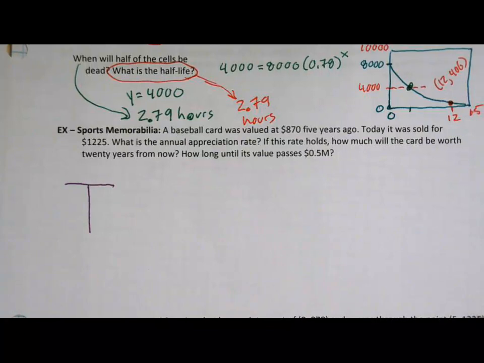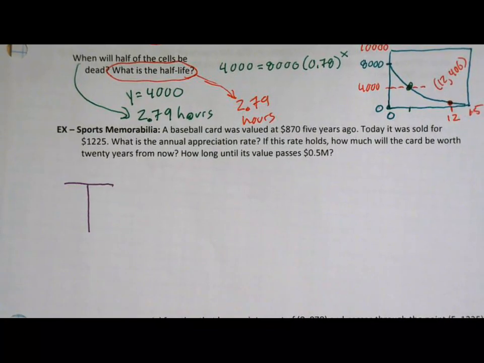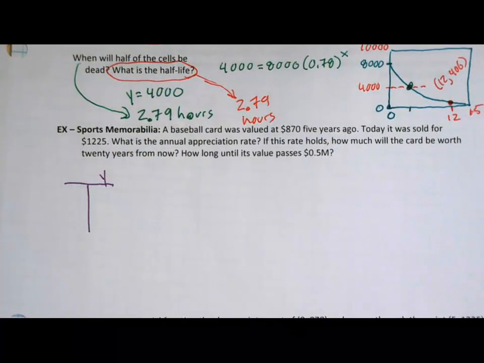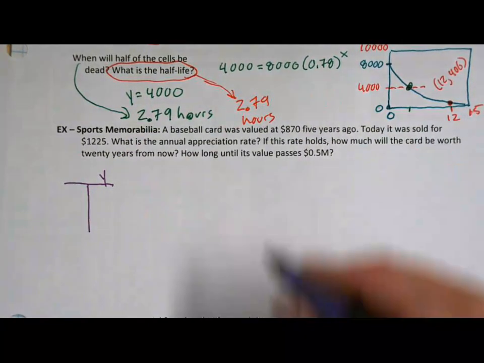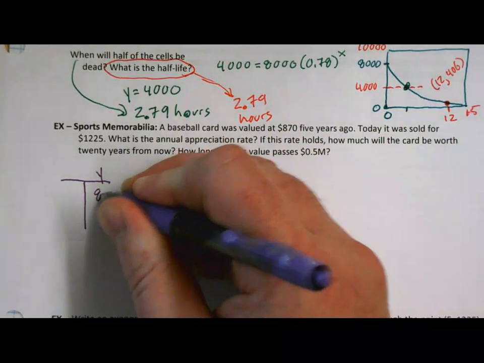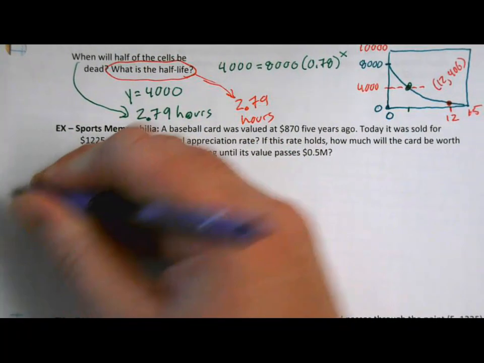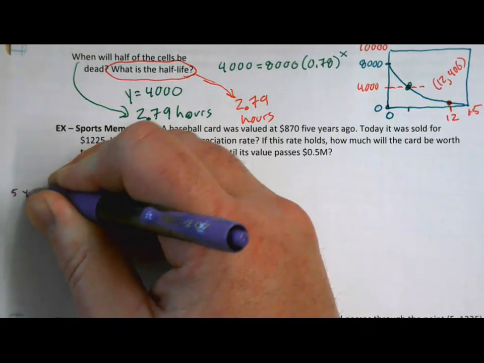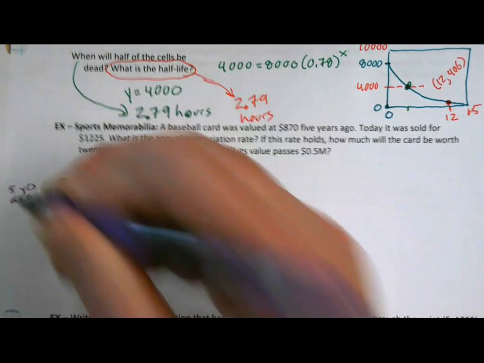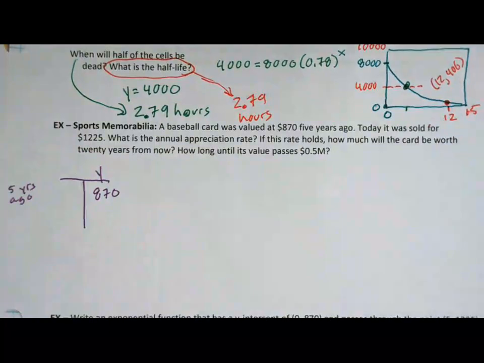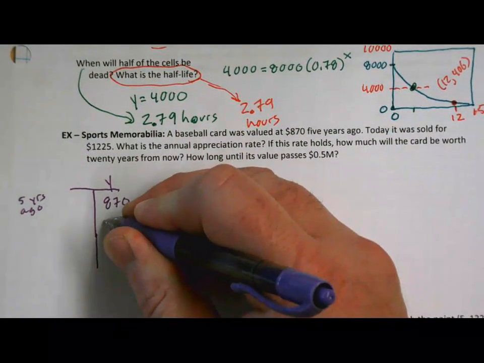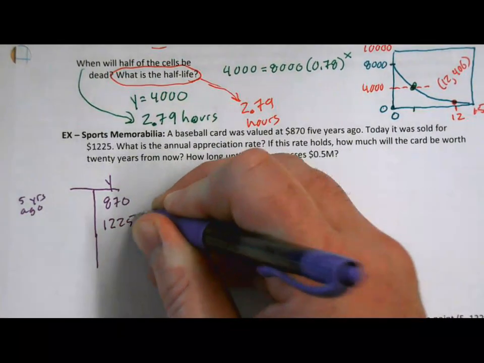Okay. Baseball card. This is about the value of a baseball card. So my Y values are going to be dollars. The first value that we see is $870. That was 5 years ago. I'm just making some notes off to the side. And then today, someone thought it was worth $1,225.